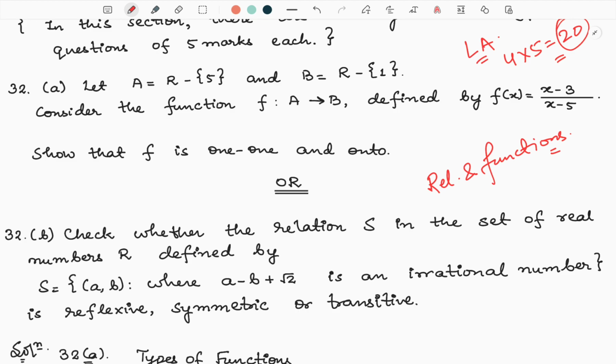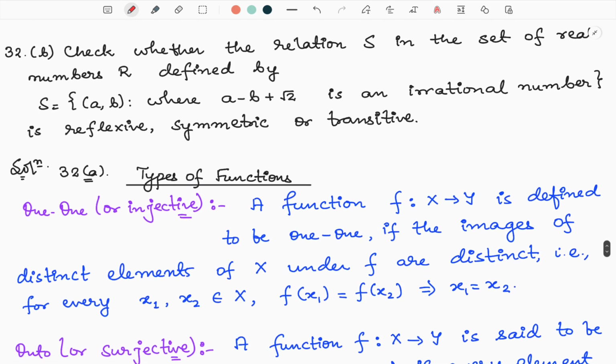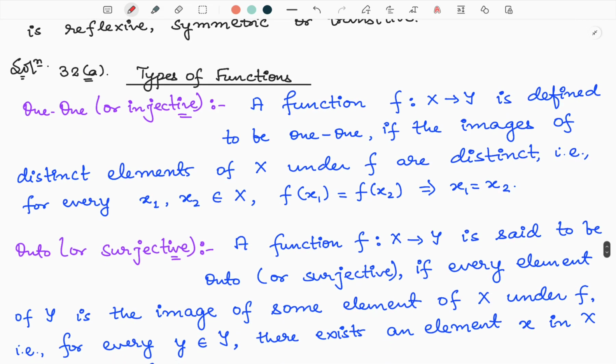If you don't know, let us first study the basic concepts involved in these two questions. In relation to 32a, we should know what a one-one and onto function is. Here I have written the definition. A function is one-one if the images of distinct elements of x under f are distinct. That is, f(x1) = f(x2) implies that x1 = x2.